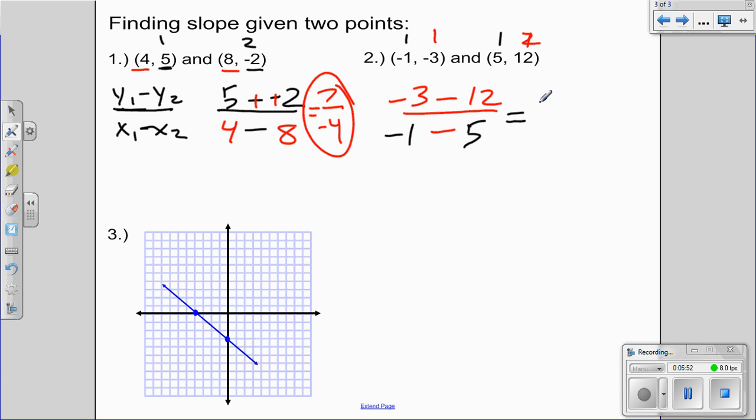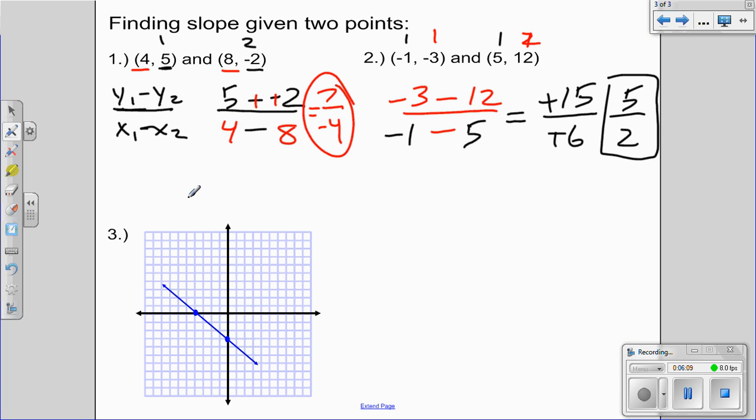So here we have negative 15 on top, and then negative 6 in the bottom. The two negatives cancel each other out. I'm going to reduce that, take a 3 out, so that's 5 over 2 as your slope. Okay. So what we have here is we could do on a graph.